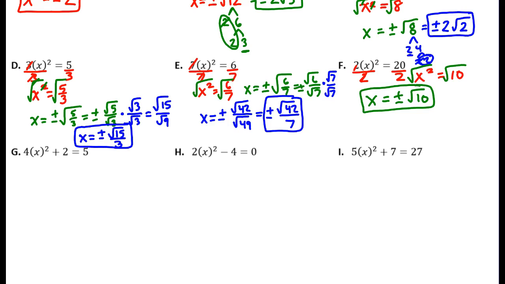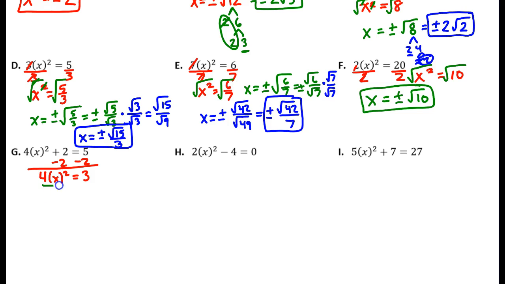In example G here, this is the type ax squared plus b equals c. So again, mathematically inverse order of operations. I want to get rid of addition and subtraction first, then get rid of multiplication and division. So first thing I'm going to do here is subtract 2 from both sides. So I'm left with 4x squared equals 3.